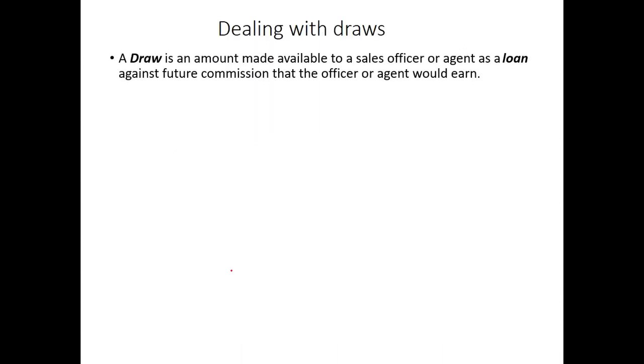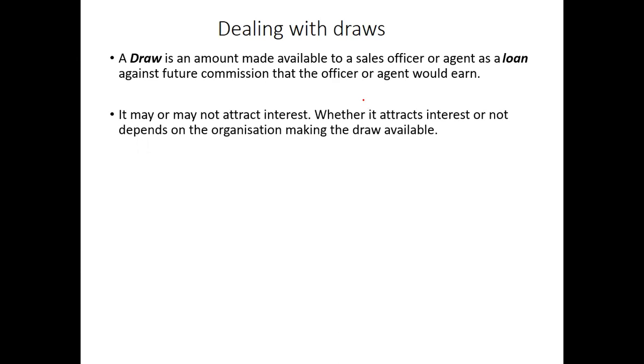Drawings. Now, a draw is an amount made available to a sales officer or agent as a loan. Please take note of the word, that's why it's bold. As a loan against future commission that the officer or agent would earn. So we provide you that amount in form of a loan against your future commission. Meaning when you earn commission in the future, we will deduct it back from it. A lot of organizations do this. It may or may not attract interest, depending on the organization making the draw available to you.